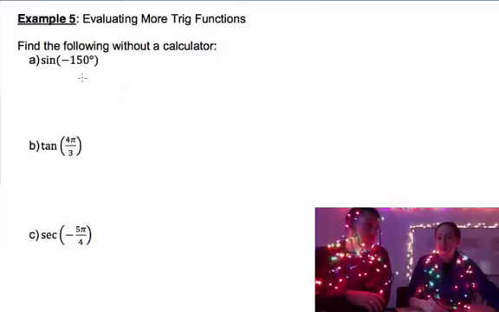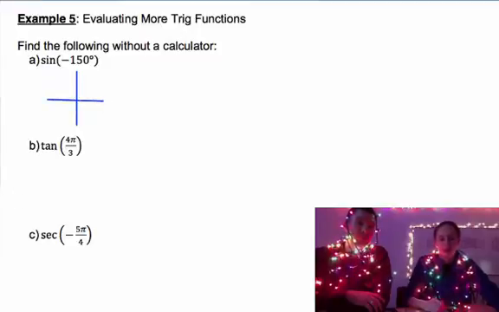Right, without a calculator. So let's draw ourselves a picture. Always draw a picture. Here's our quadrants and a negative 150 degrees. So 0 is here. Negative 90 would be here. Going the other way this time. Negative 180 would be here. So how far past 90 do we have to go to get to 150? 60 degrees, which means we'll have 30 left over.